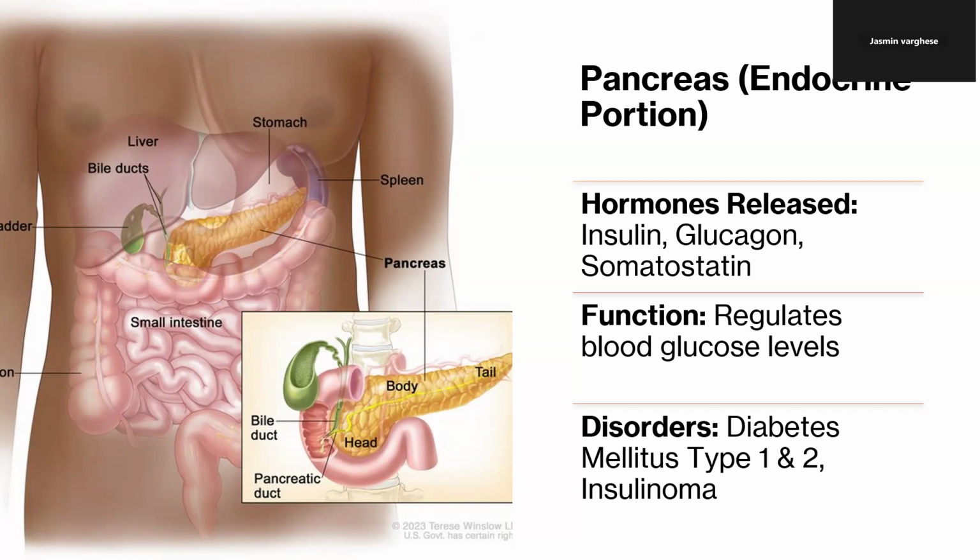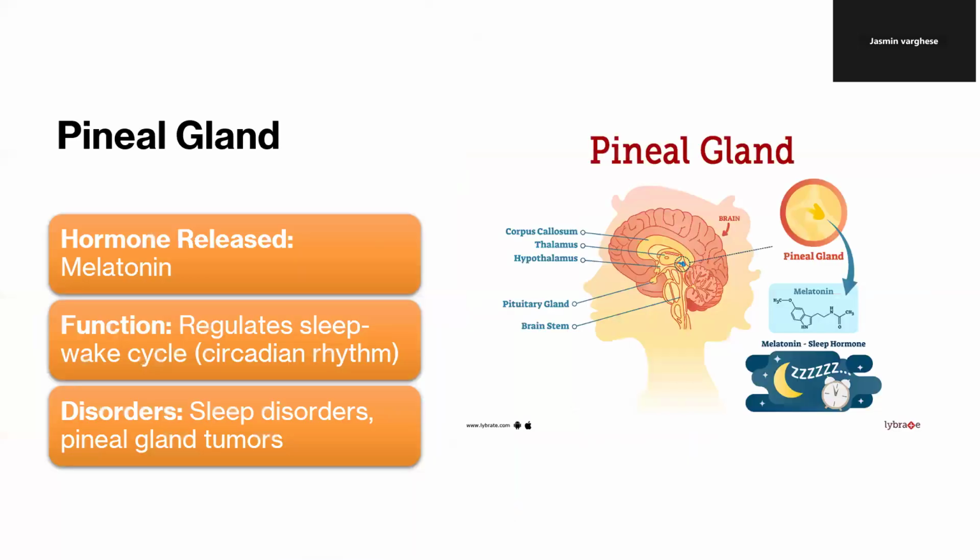So the pancreas releases 3 hormones. They are insulin, glucagon, and somatostatin. And it regulates the blood glucose level. Any imbalance in this hormone production leads to diabetes mellitus type 1 and type 2 and insulinoma.